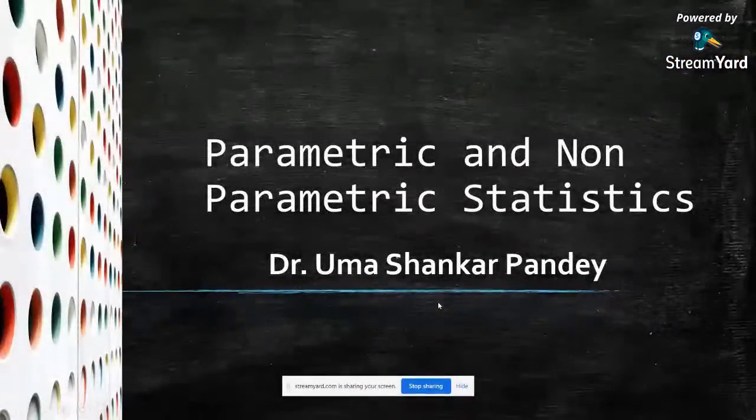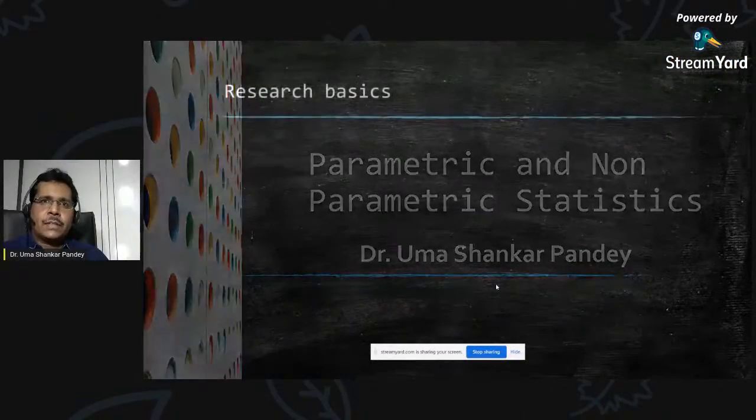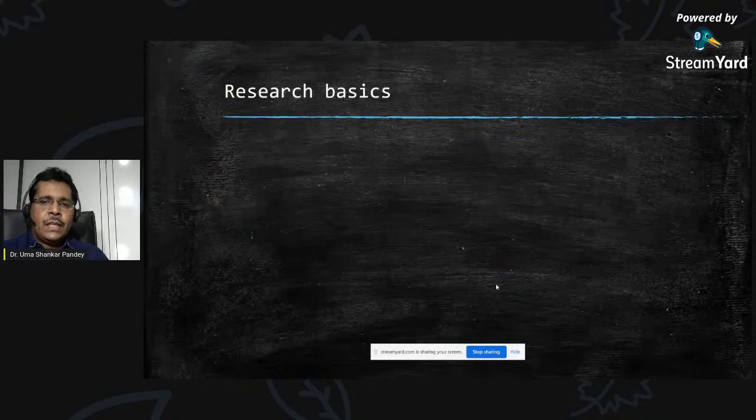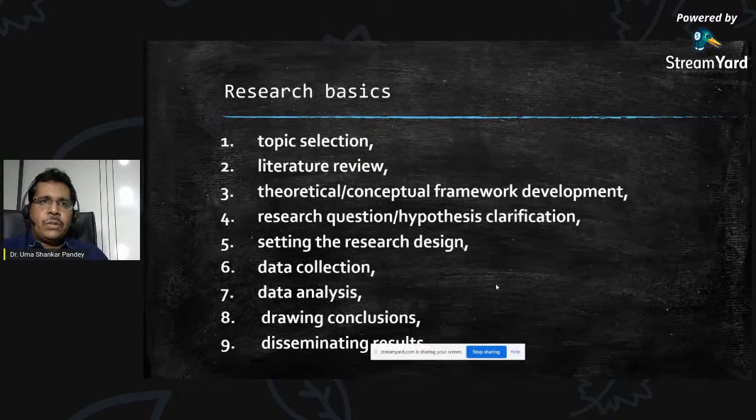I'll start with parametric and non-parametric statistics. If I have to break down our research process into 9 discrete steps, then these would be the 9 discrete steps. Of course, the topic selection is the most important part in a research process. But if you see especially points 6, 7, and 8, and even the earlier ones in 4 as well, a lot of statistics and a lot of analysis is involved.